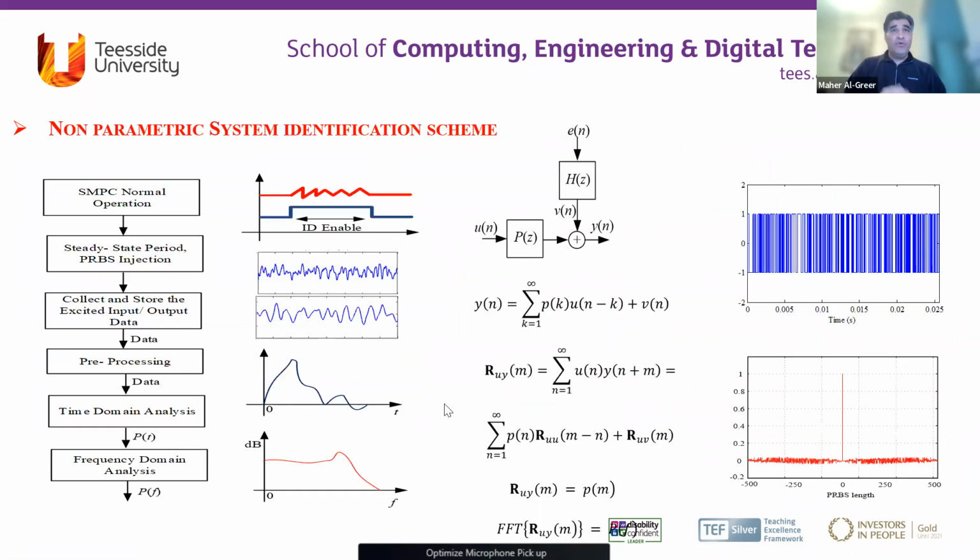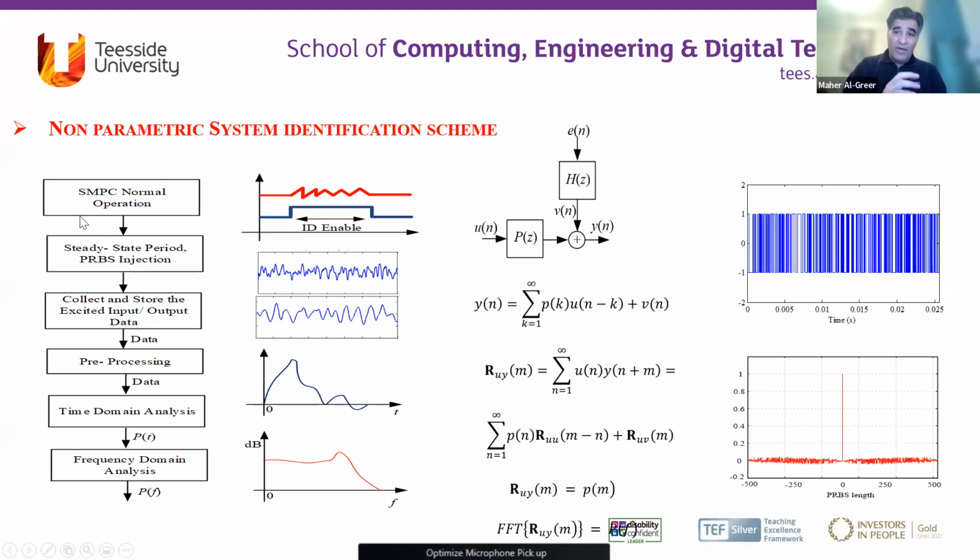So there are two methods for system identification, and each one has advantages and disadvantages. The first one is the non-parametric system identification scheme. Here, we don't need to identify the parameters of the system, but we identify the overall characteristics of the system. And Bode plot, for example, is one of the simple descriptions, if you like, of these non-parametric methods. So this flow chart shows the steps or procedure that we need to follow to identify the non-parametric system.